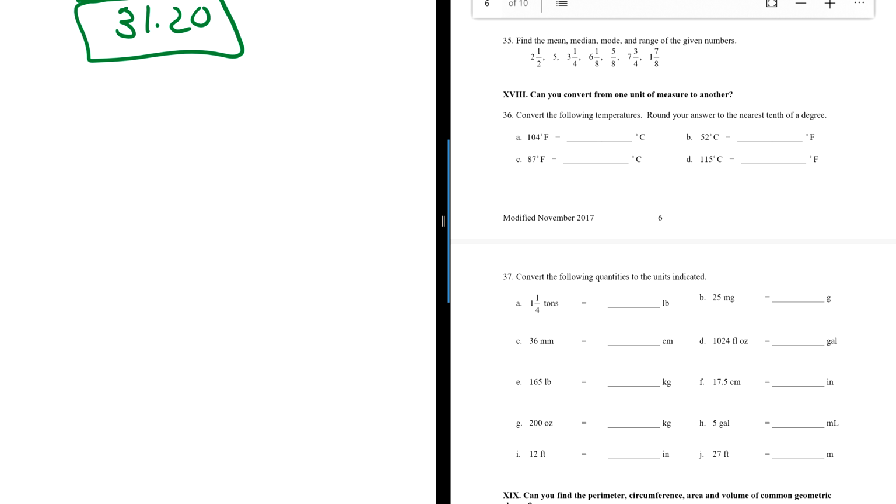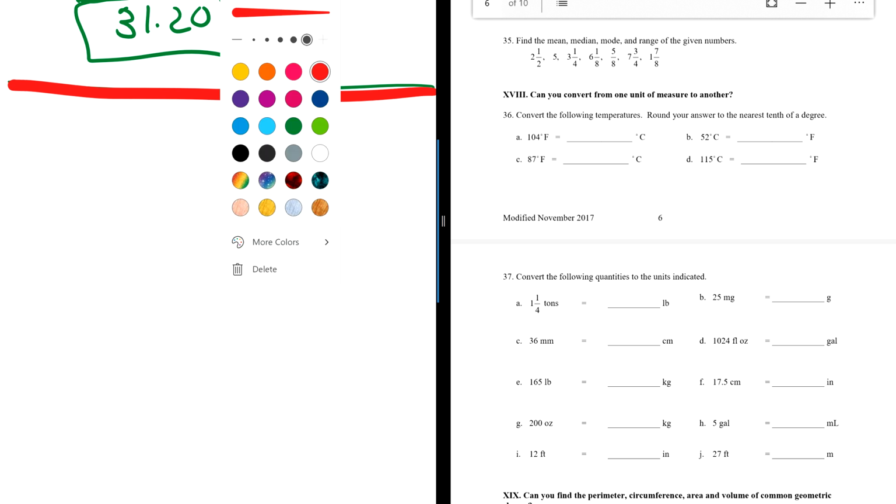Can you convert from one unit of measure to another? Yes, we can. And that's our conversion problems we're getting into here. We're almost to the end, sad to say.